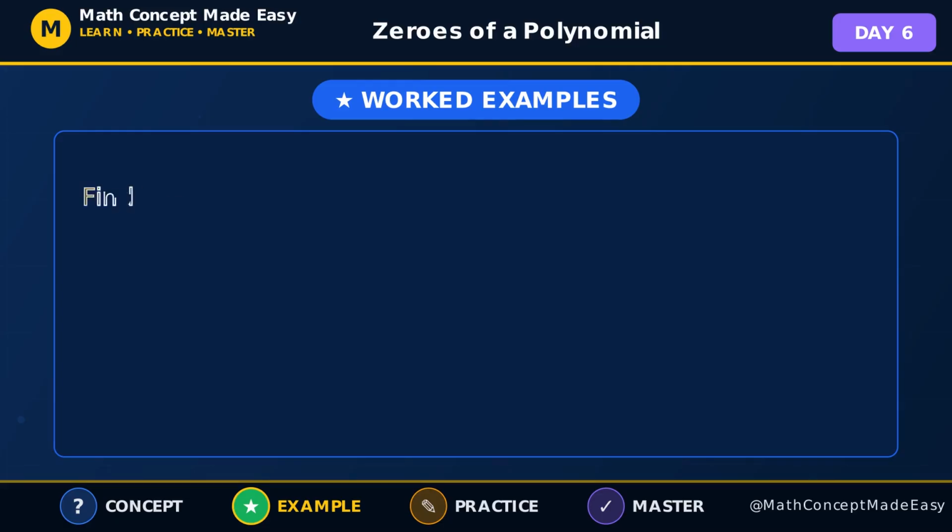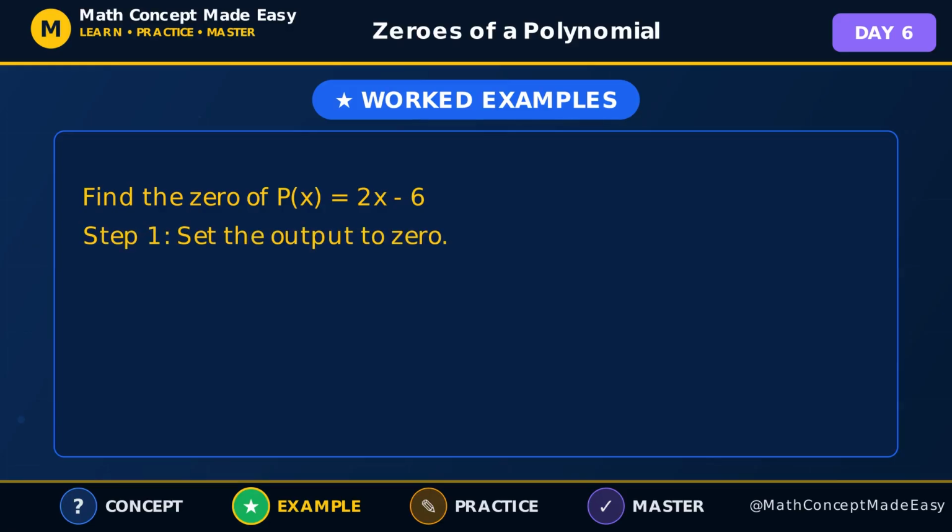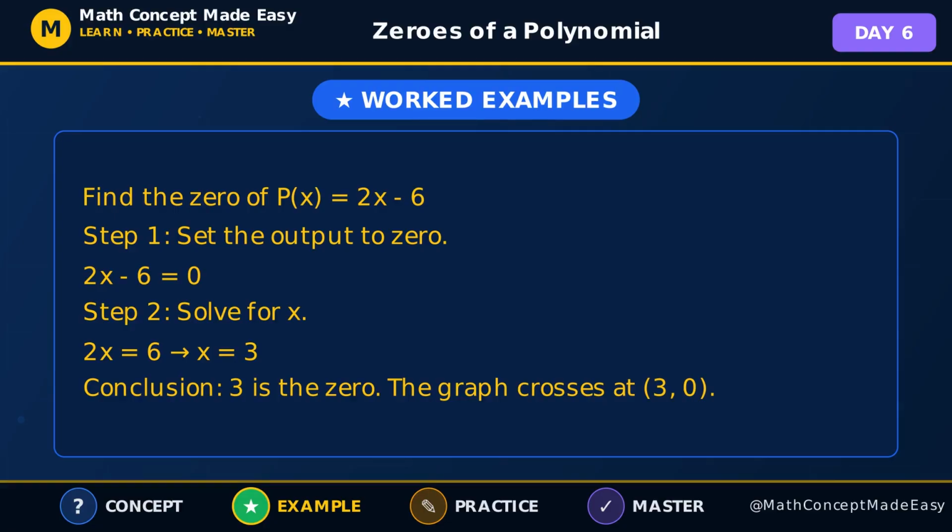Find the zero of p of x equals 2x minus 6. Step 1. Set the output to 0. 2x minus 6 equals 0. Step 2. Solve for x. 2x equals 6, which means x equals 3. Conclusion: 3 is the zero. The graph crosses at (3, 0). Notice how every line follows logically from the one before it. That habit, checking each step, is what makes your answers reliable.